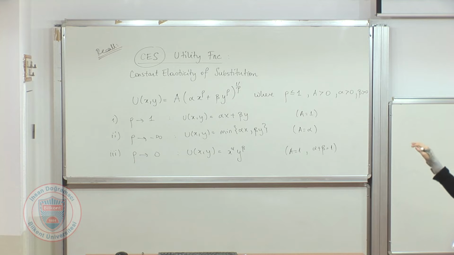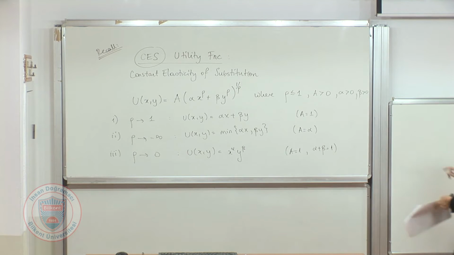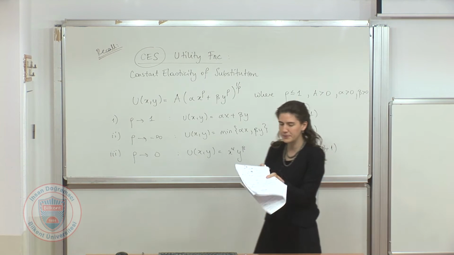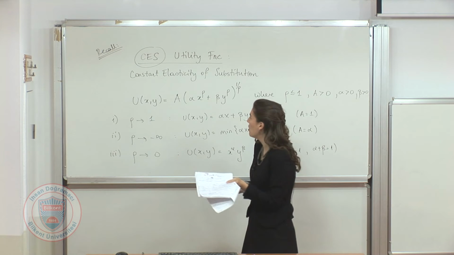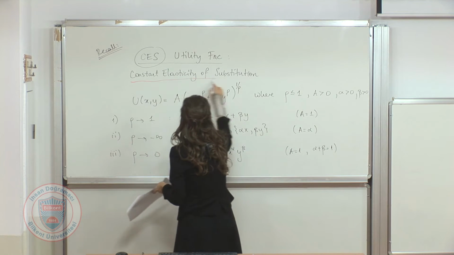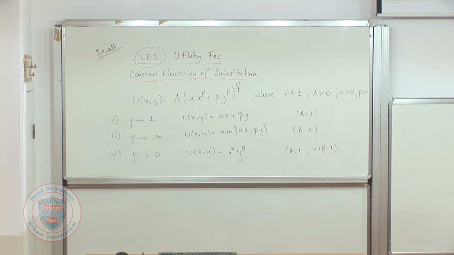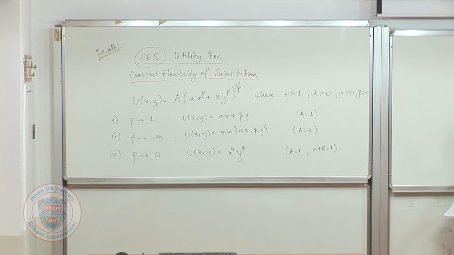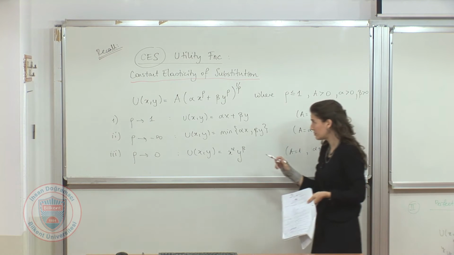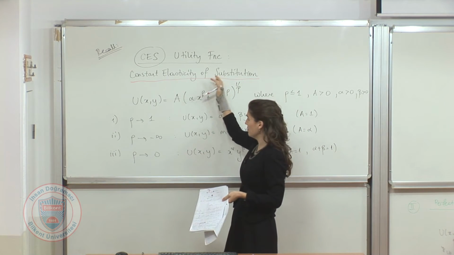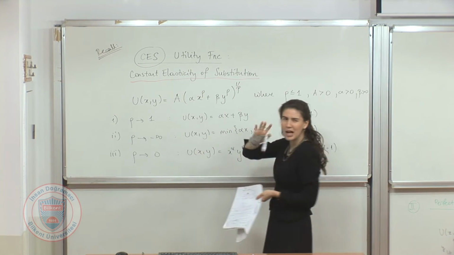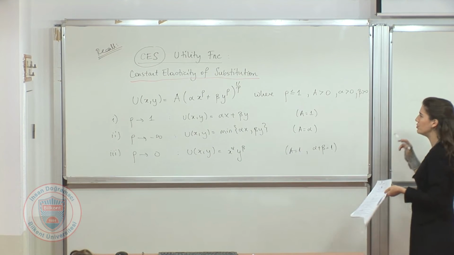Now, these were the cases, and from now on, we will be dealing with these functional forms, okay? But what does this constant elasticity of substitution mean? So what does this mean? Apparently, this rho was telling us something about the substitutability between these goods, but it's not exactly the elasticity of substitution, okay?